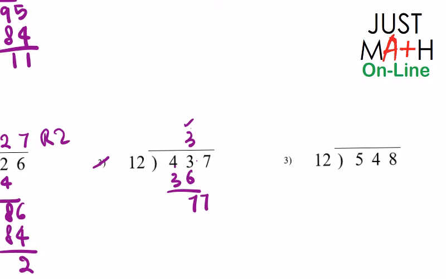Bring down the 7, you have 77. First digit is 7, this is 1, so you cannot use 7. Because if you use 7, then this number will be more than this already. So you have to use less than 7. So let's try 6 and see. 6 times 2 is 12, 6 times 1 is 6, 6 plus 1 is 7. Then you minus, you get 5. So your remainder is 5.